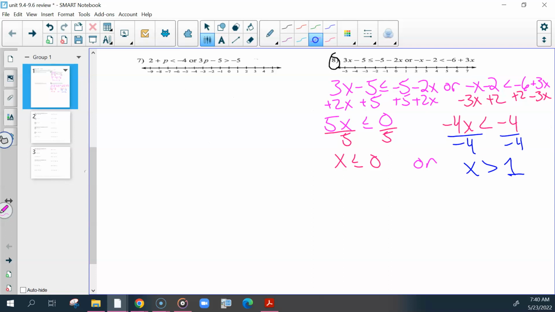And then you can graph both. So x is less than or equal to 0 would be a closed circle at 0, going to the left. X is greater than 1 would be an open circle at 1, going to the right. Say that one more time. Because we divided by a negative, anytime that happens, the sign changes direction. Do we have any other questions on that one?